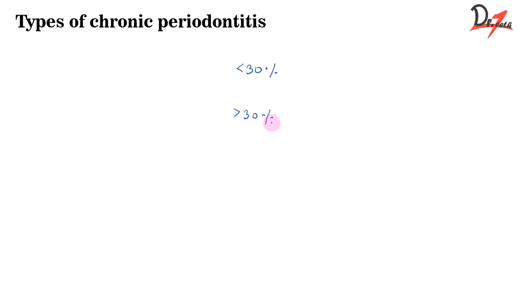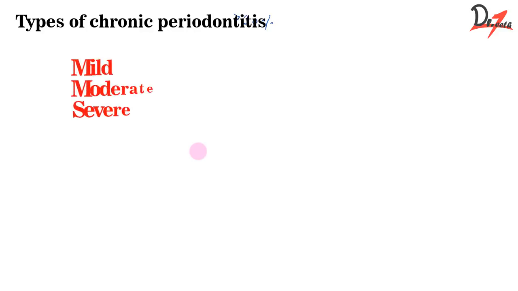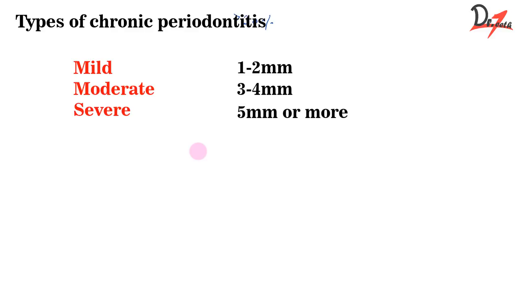We also have mild, moderate, and severe periodontitis. This is based on the clinical attachment loss. So let us see that. We have mild chronic periodontitis, moderate CP, and severe CP. Mild chronic is when no more than 1 or 2 mm of clinical attachment loss is there. When 3 to 4 mm of clinical attachment loss is there, we say moderate CP. And when 5 or more mm of clinical attachment loss is there, we say it is severe CP. So this was in short about chronic periodontitis, or CP.